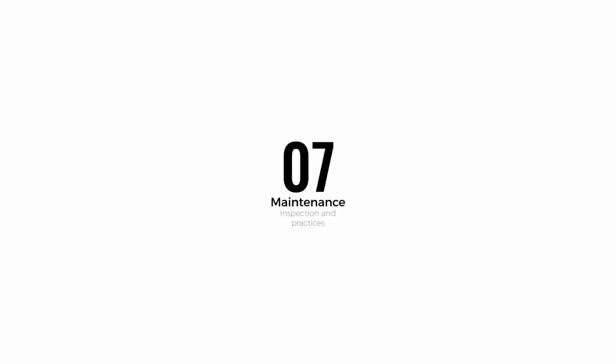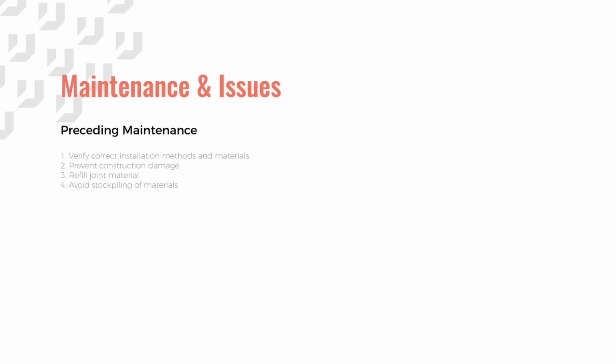Section 7. Maintenance, Inspection, and Practices. Before providing maintenance on permeable paver systems, proper installation and protection during construction is required. The following are some things to keep in mind during construction. Verify the correct materials are installed. Hire contractors with experience installing permeable pavers. Review and approve all sub-base, base, and joint aggregate materials, and do not allow installation of dense graded aggregates.